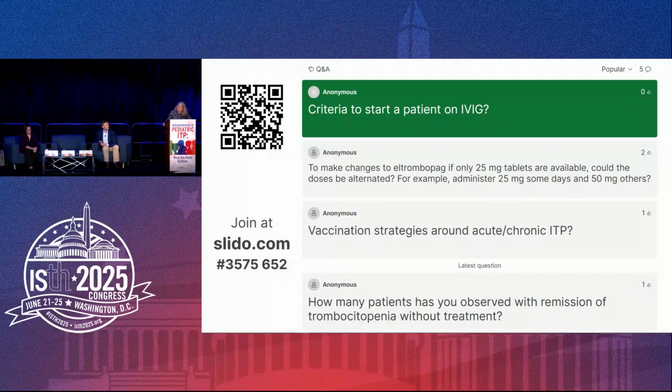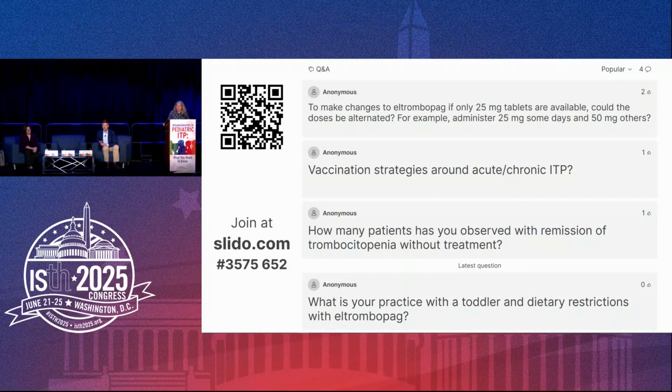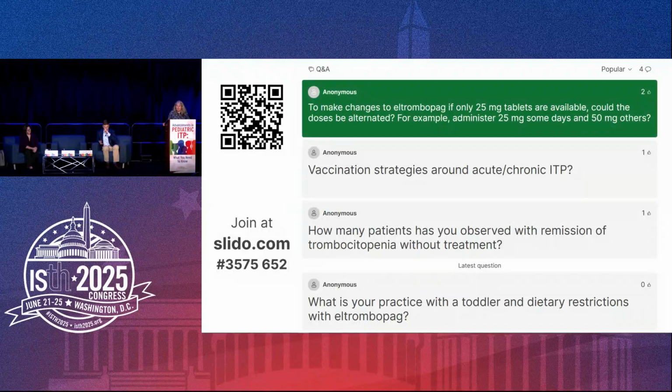Our next question is about making changes in how we use eltrombopag. And this is a completely off-label discussion. So I'm going to start by saying that what we do in clinical practice is oftentimes what's reasonable to do in clinical practice and not what the label indication says. So again, I think that if it works for your patient, it's worth trying, because we really have some difficulties in getting precision with our dosing.